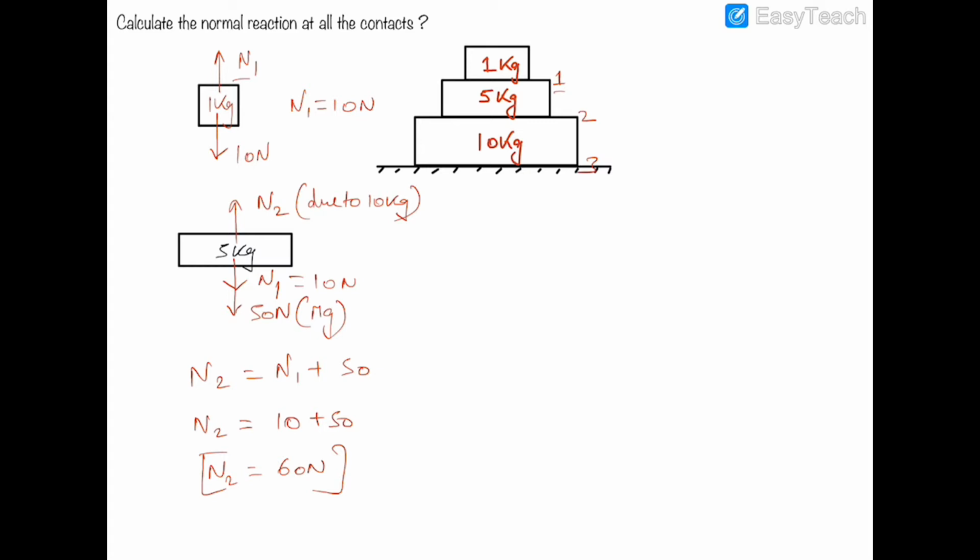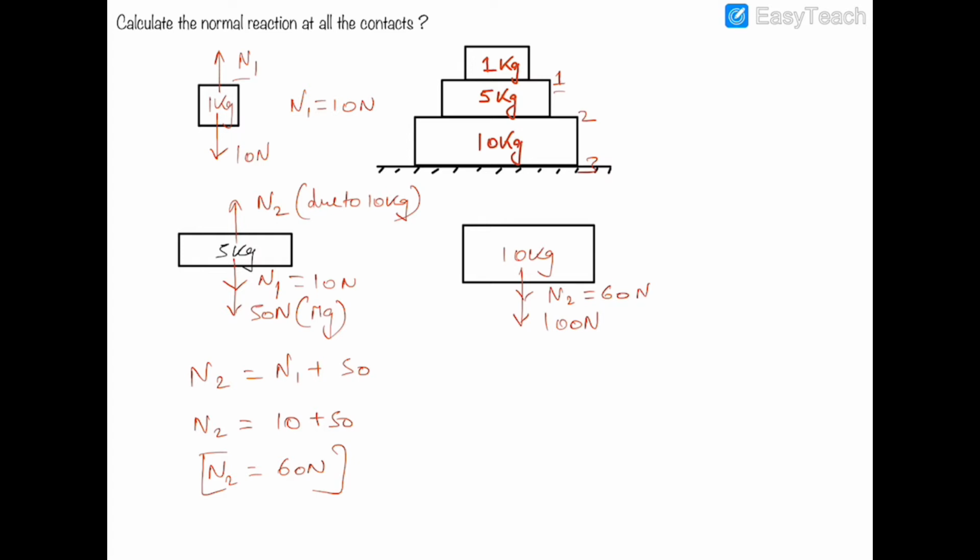And again, for calculating the normal reaction N3, we have to draw the free body diagram of the 10 kg block, and I am drawing that. Now the 10 kg block will be experiencing a force mg, which is 100 newtons in the downward direction, as well as the 10 kg block has applied a normal reaction force of N2 on the 5 kg block in the upward direction, as a result of which the 5 kg block will be applying the same amount of force N2 on the 10 kg block in the downward direction. I'm writing that N2, 60 newtons, in the downward direction.